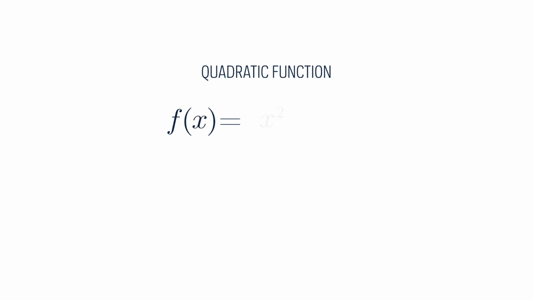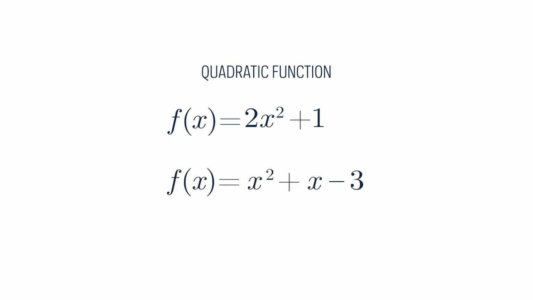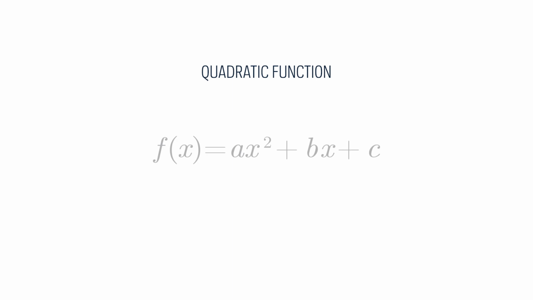A quadratic function is a function f, which takes a real number x as an input and outputs some number that involves x squared. So, for example, if f of x equals 2x squared plus 1, then f is a quadratic. Or if f of x equals x squared plus x minus 3, then f is also a quadratic function. The general form for a quadratic function would be f of x equals a times x squared plus b times x plus c, where a, b, and c are some real numbers.